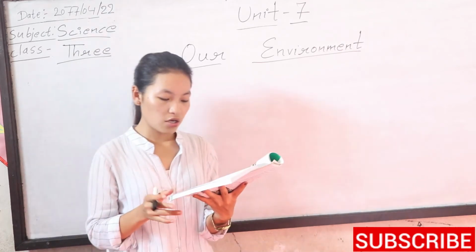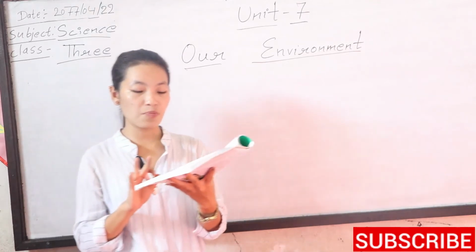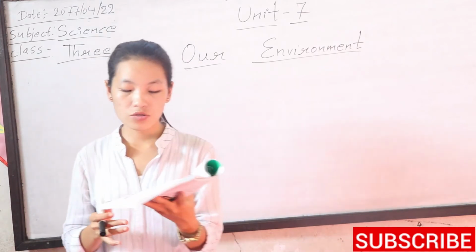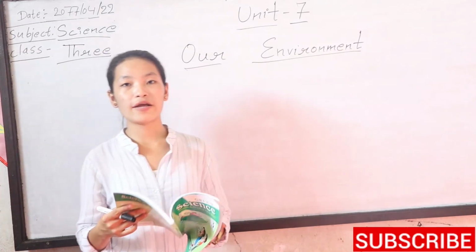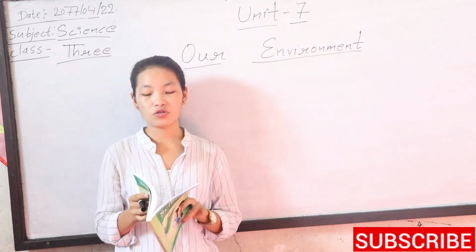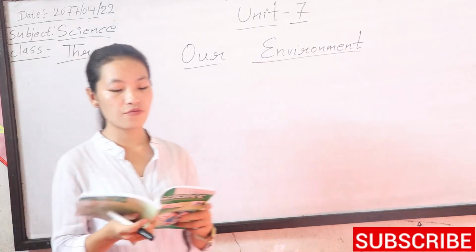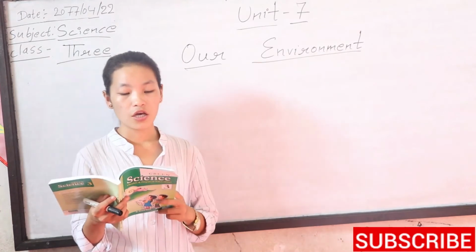Now, environmental pollution is mainly divided into three parts. There are three types of environmental pollution. One is air pollution, one is water pollution and one is land pollution. Now let's talk about air pollution. First of all, tell me, what is air pollution?